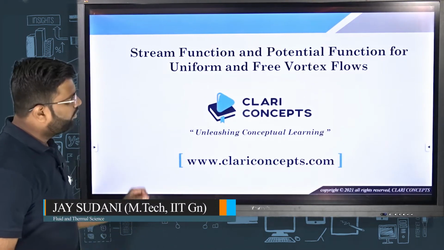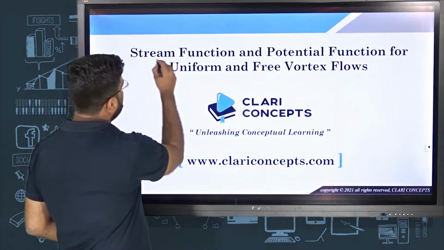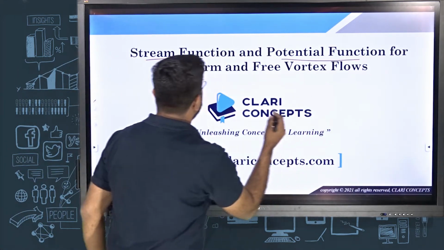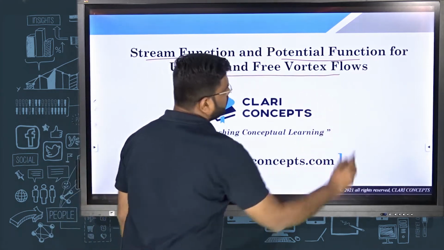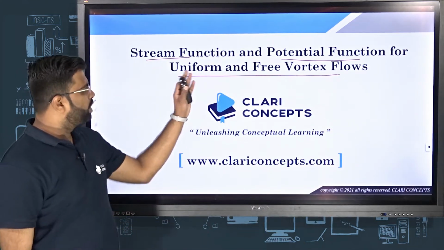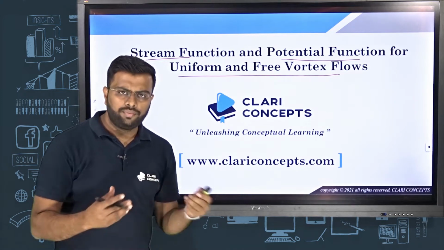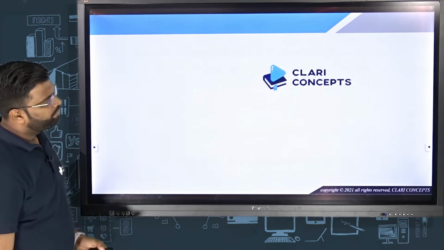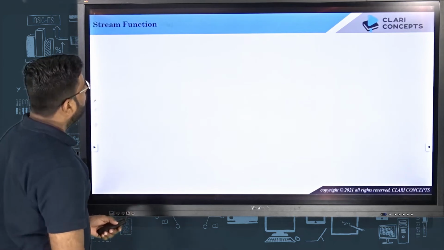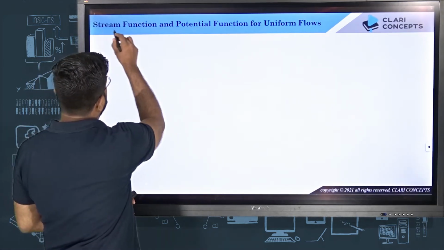Today in this lecture, we will be talking about the stream functions and potential functions for the uniform and free vortex flows. So we have two different flows, uniform and free vortex flows, and for both of them we are going to talk about what is the stream function and what is the potential function.